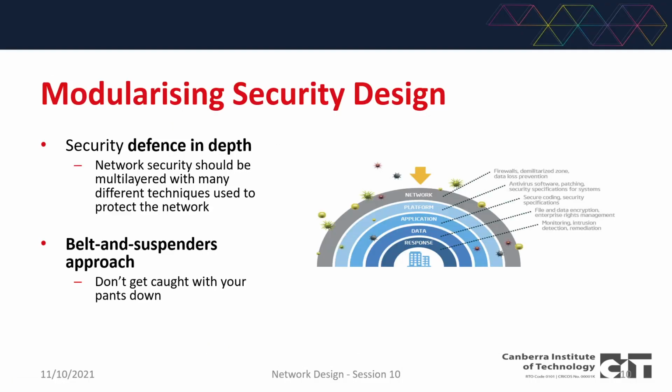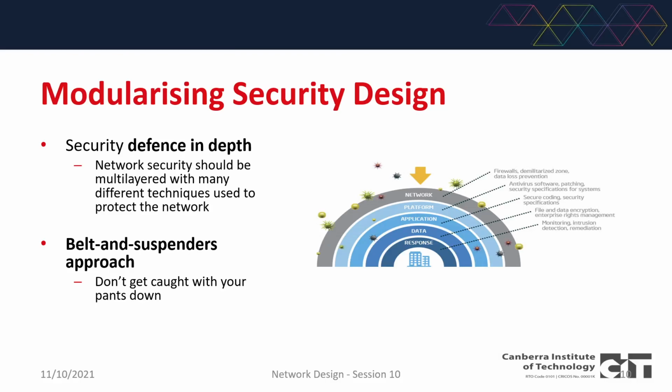Modularizing security design. Now, we discussed many things. We could do many things to make sure our network is secure. The thing is, what are we going to do? Are we going to set better passwords? Are we going to make sure everything is encrypted? Are we going to use hashing to guarantee message integrity? Are we going to use SSH instead of Telnet? Are we going to use HTTPS instead of HTTP? What are we going to do?